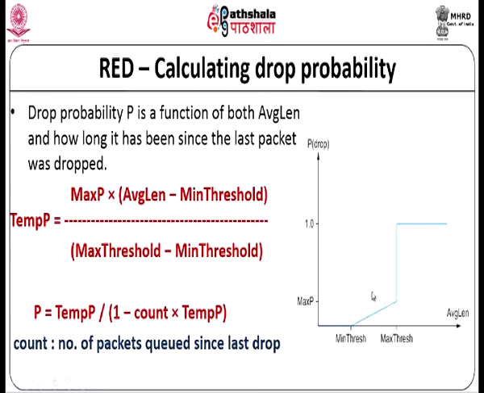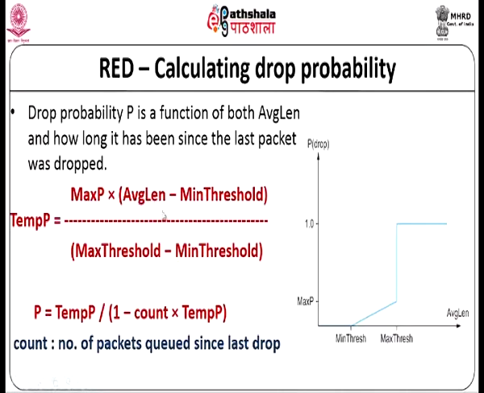So between this min threshold and max threshold, how do we actually calculate the probability value? That is what we are looking at. For this purpose, we use a factor called max P. Max P is some value between 0 and 1, obviously. This is the maximum value to which you allow the drop probability to grow. So you calculate a value called temp P as a function of max P, the average length, the minimum threshold and the maximum threshold.